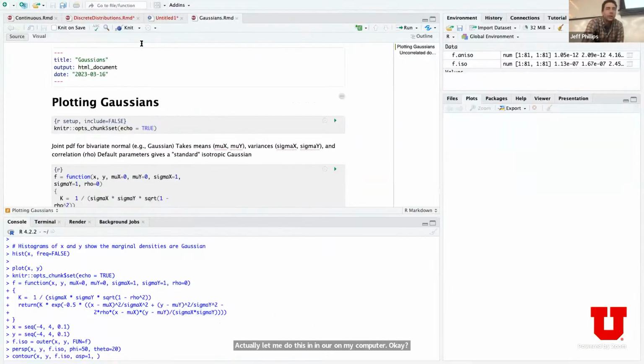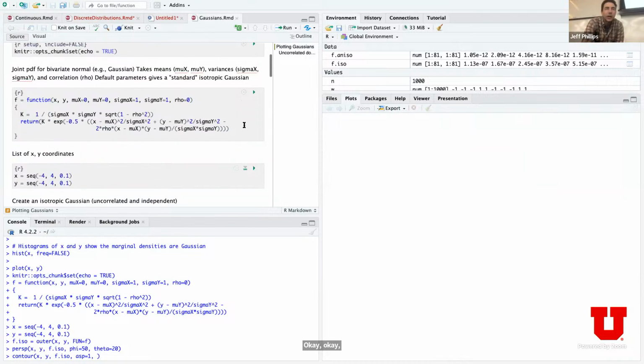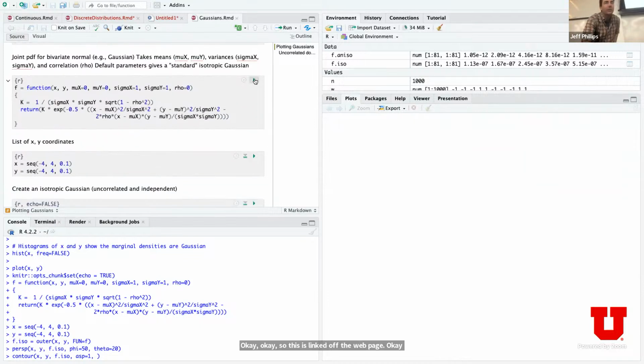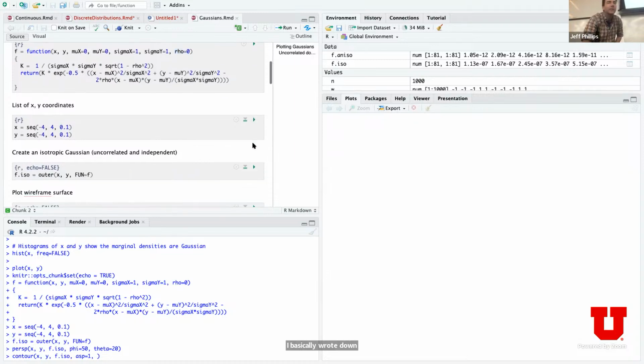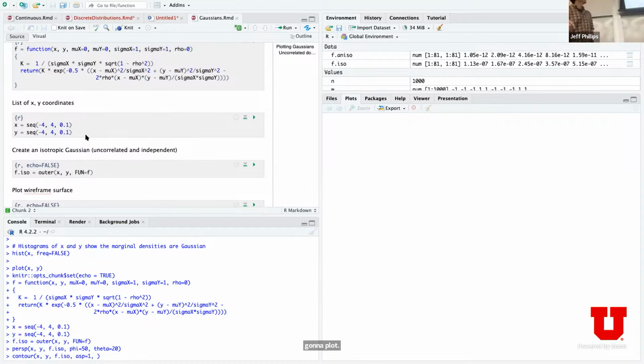Okay. So this is linked off the webpage. This is the function. I've written down the function where I pass in a value x and y where I evaluate it. I set a mean value, default 0 for x and y, a standard deviation for x and y, which I set to be equal to 1 by default, and rho, which is default 0. That's the correlation. And this is the equation I basically wrote down before. Okay, and we're going to consider a bunch of values to plot between -4 and 4.